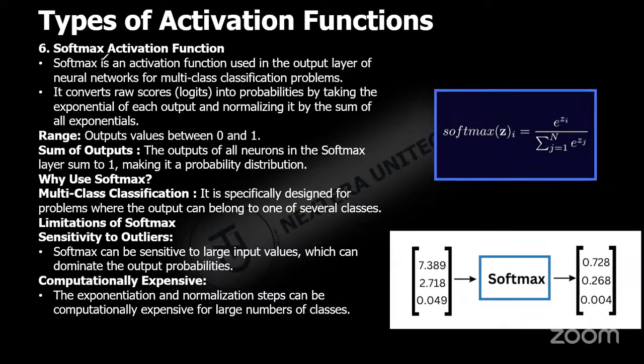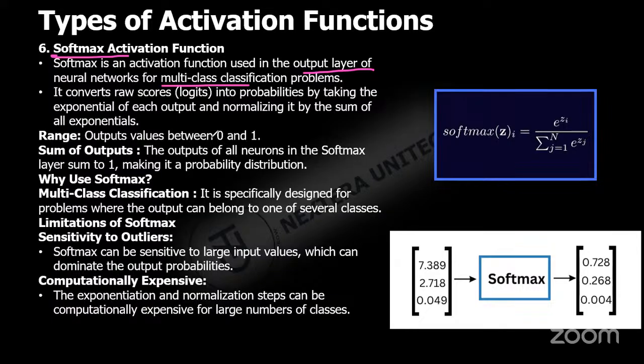But the last activation function that we are going to discuss is softmax. What is the purpose of the softmax activation function? We use softmax for multi-class classification problems. Assume that I am working on a classification problem which has multiple classes. So in the output layer, we use softmax as the activation function for predicting the output. And softmax uses this formula: the exponential value divided by the sum of all exponential values.